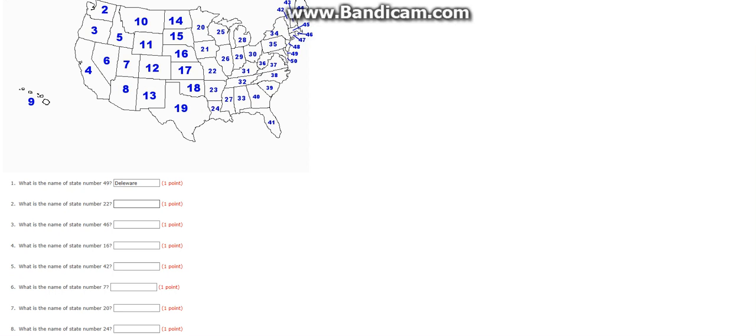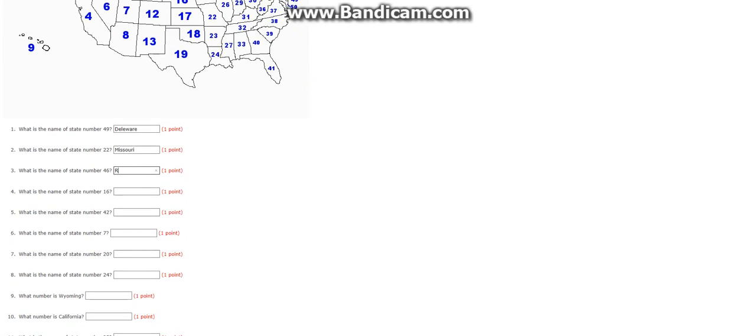Okay. So state 22 is obviously smack in the middle, so we should all know, kids. It's obviously Missouri, okay? Just that I don't remember how to spell Missouri. Yes, I do. It's between Kansas, Missouri. There you go. State 46, right there.